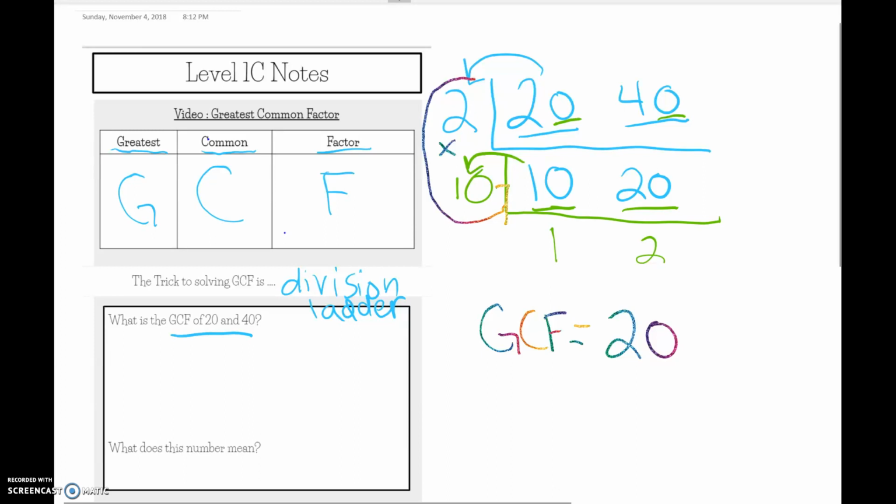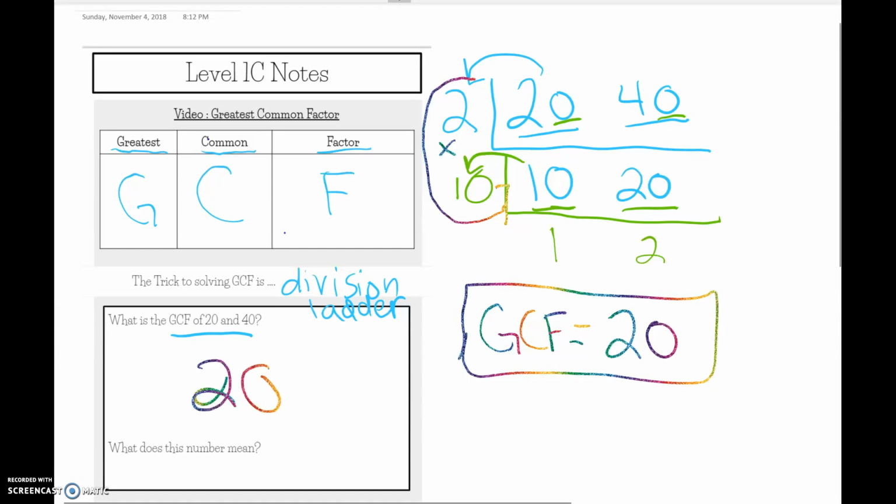So if I take 20 and divide it by 20, I end up with this 1 down here. If I take 40 and divide it by 20, I end up with 2. So I still end up with that 1 and 2, however I approach this, and I end up with 20 as the biggest factor, so the greatest factor that 20 and 40 have in common. So that is my GCF for those two numbers, 20. Okay, so you could have done that work with me over here. So that means 20 is their greatest factor in common. You can just put GCF for that. What does this number mean? It's their greatest common factor.